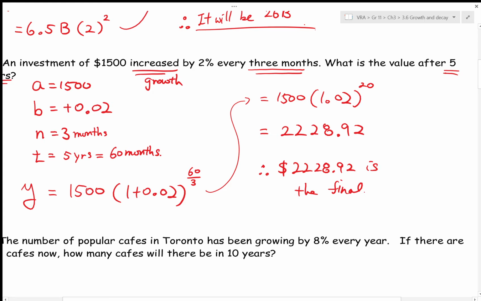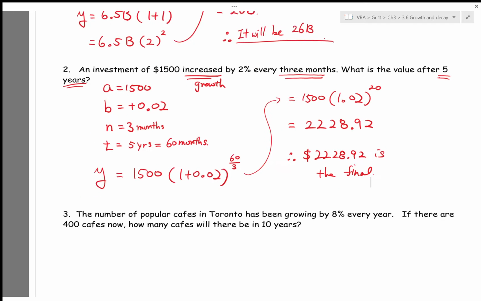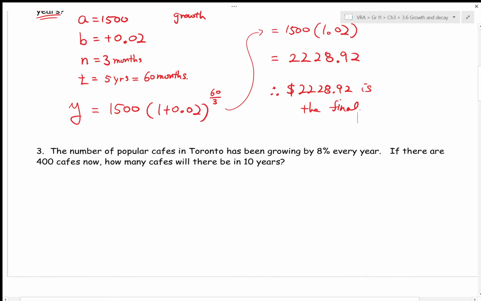Now you will probably ask me, to what decimal places do I have to round? I usually take about 2. Okay, 2 decimal places, this should be fine. Now number 3, the number of popular cafes in Toronto has been growing by 8% every year.